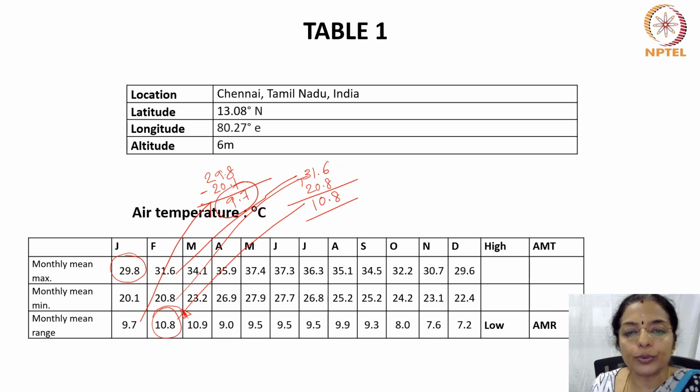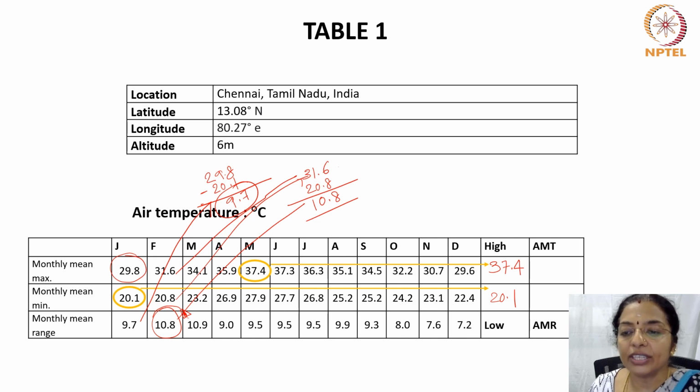So eventually, what will happen? You will get a range of figures, and the highest of this, which is 37.4, the highest monthly mean maximum, must be entered here, and the lowest monthly mean minimum must be entered here. So this is how it will look.